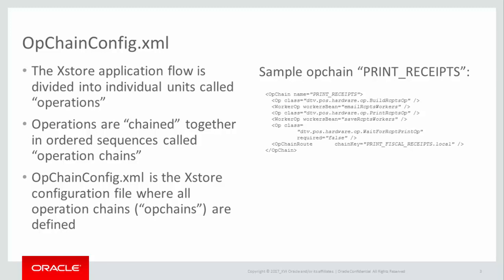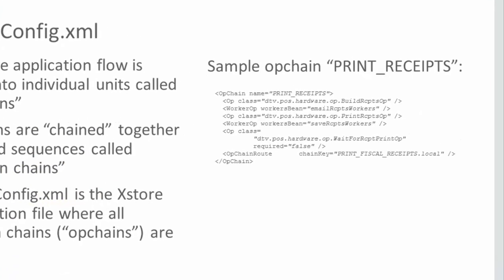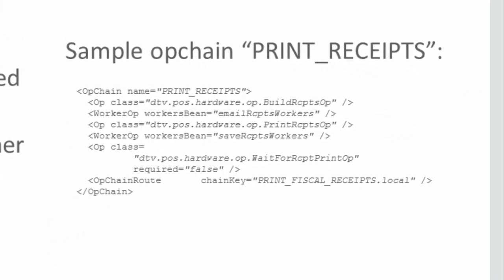The XStore application flow is primarily divided into individual units of work that we call operations. These operations, which each are represented by a single Java class, are chained together in ordered sequences that we call operation chains. OpChainConfig.xml is the XStore config file where all these opchains are defined. So if we look at a sample opchain called print receipts, that operation chain has several elements within it. So you see a build receipts operation, a print receipts operation, some workers that email receipts and save receipts off, and some various other functionality contained in there.